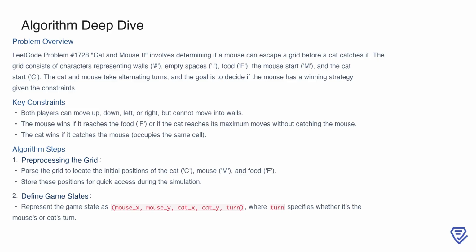To solve this problem, the first step is pre-processing the grid. This means parsing the grid to locate the starting positions of the mouse, the cat, and the food, and storing these positions for efficient reference during the simulation. Next, we define the game state, which is represented as a tuple containing the positions of the mouse and the cat, along with a turn indicator to specify whose move it is. This representation allows us to systematically analyze every possible scenario in the game.